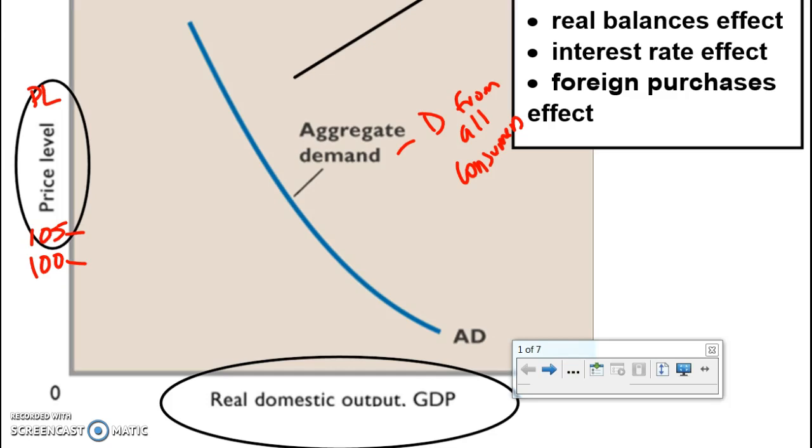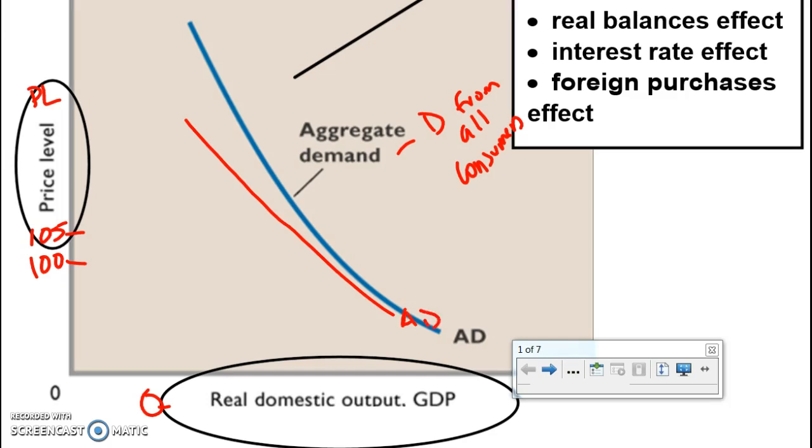On the x-axis, it's still Q. It's still quantity, but it's quantity of all goods and services. The quantity of all goods and services in the economy is the same as the GDP or the real domestic output. So we use real GDP as the x-axis, but if you put a Q, it's not completely wrong. Then we have this demand curve, and you can see it's downward sloping. Sometimes it's curved, and you can also just draw it as a straight line, so you might see it either way. It doesn't really matter.